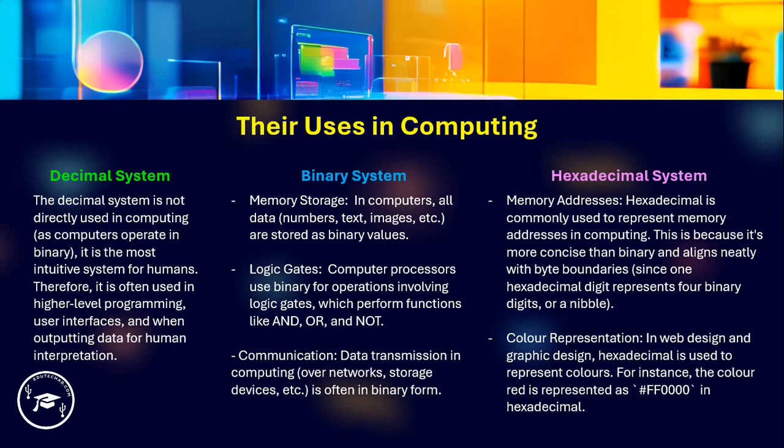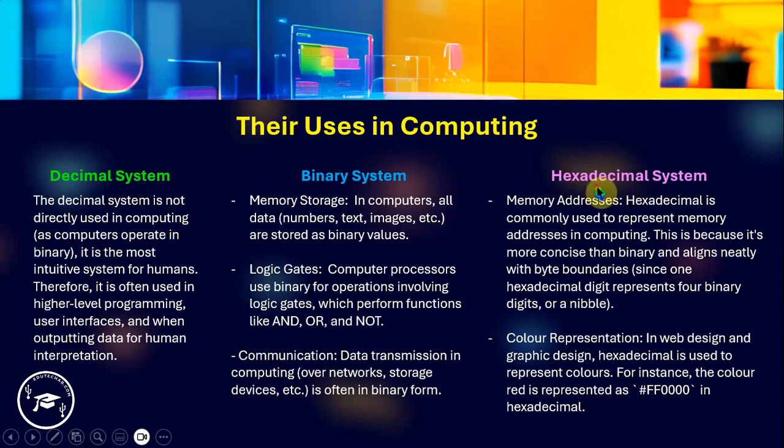Remember I explained earlier that the logic gates in the hardware operate with on and off, which is the zeros and ones. So the computer processor uses binary for operations involving logic gates, which is on and off, 0 and 1, performing functions like AND, OR, and NOT. Great. Then data transmission in computing, over networks, storage devices, etc., is also often in binary form. That's the beauty.